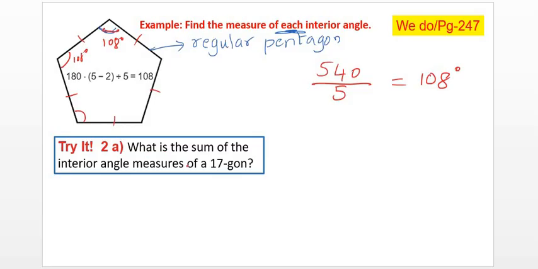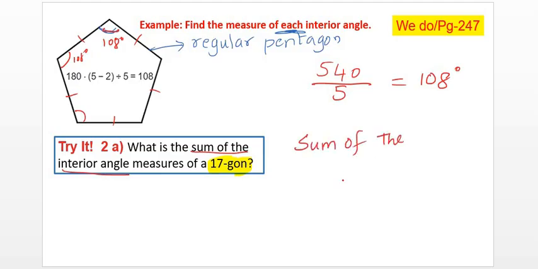It says, what is the sum of the interior angle measures of a 17-gon? What is the meaning of 17-gon? 17-gon means a 17-sided shape. They want us to find the sum of the interior angles. So what is the formula for the sum of the interior angles?